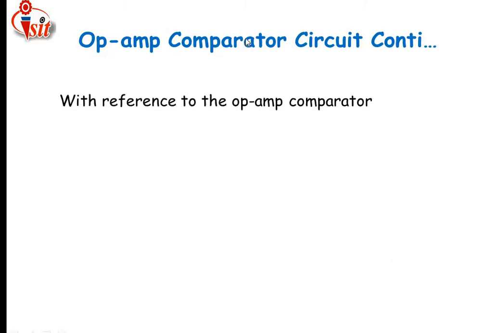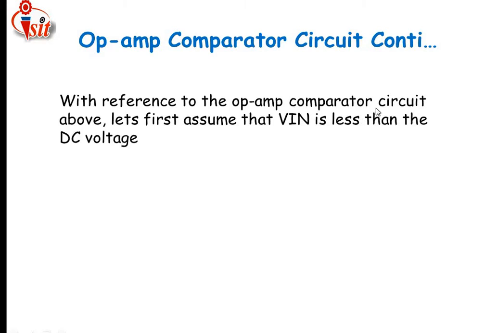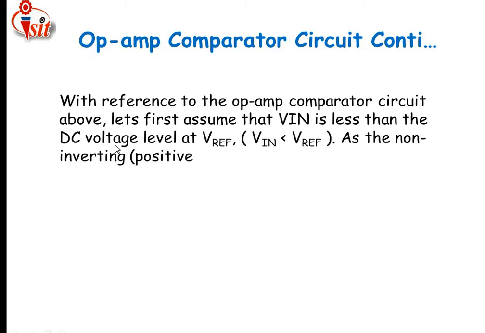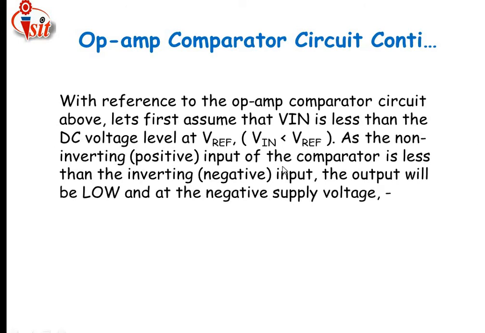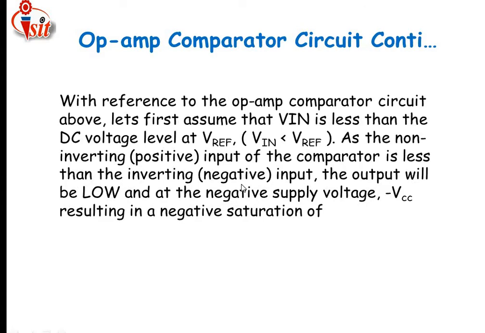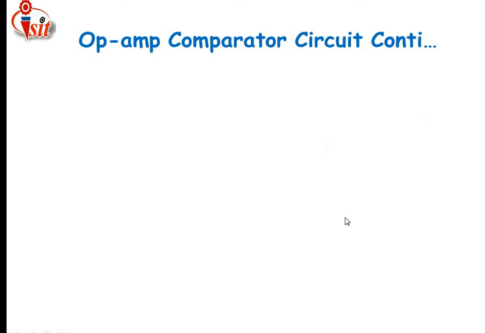Then, along with that, continuing with the op-amp comparator circuit, with reference to the circuit above, let us first assume that Vin, that is the input, is less than the DC voltage level at V reference. I have just told that Vin is less than V reference, as the non-inverting terminal, which is the positive input of the comparator, is less than the inverting, that is the negative input. For that purpose the output will be low, and the output will show negative VCC, resulting in the negative saturation of the op-amp, as I have told.